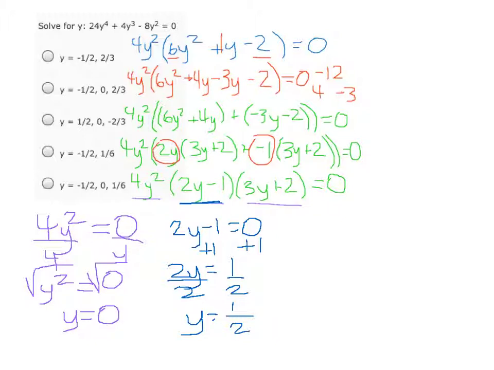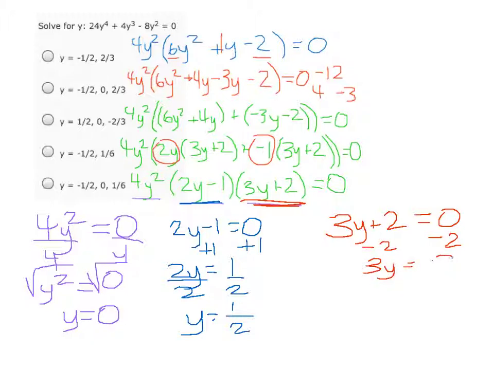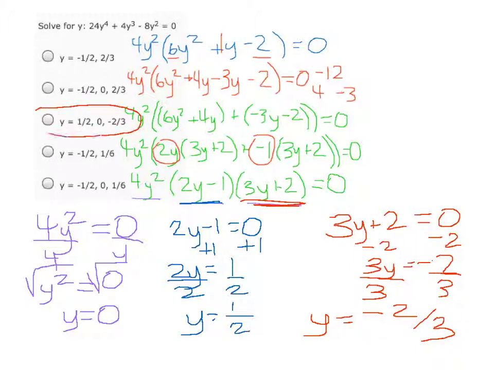And finally, the last term is 3y plus 2 equals 0. So we subtract 2 from each side, and we have 3y equals a negative 2. And so we want to divide each side by 3, and we're left with y equals negative 2/3. So our final answer is C, y equals 1/2, 0, and negative 2/3.